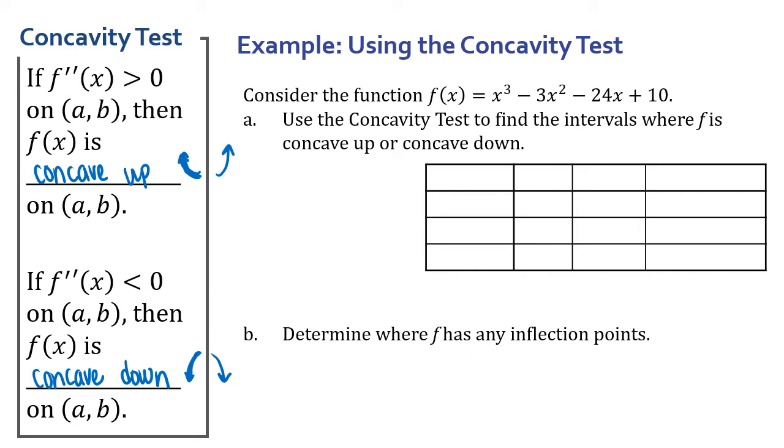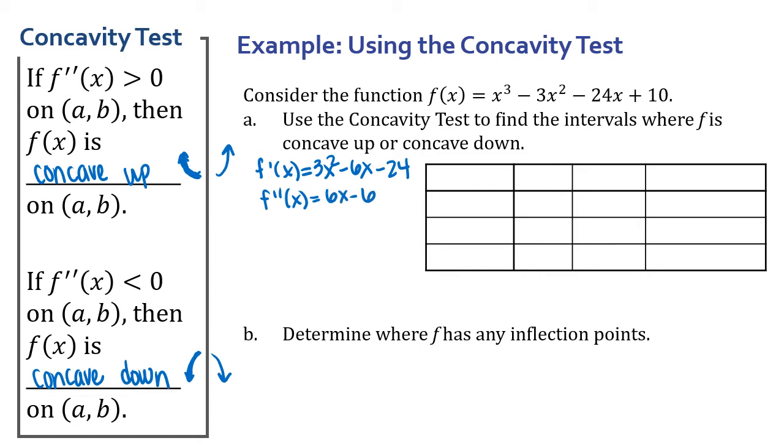So if I were to go back to that same function that we looked at in the last example, x cubed minus 3x squared minus 24x plus 10, we can use a concavity test to find where the intervals of f are concave up or concave down. So here's how we can do that. Again, we already found that first derivative. The first derivative was 3x squared minus 6x minus 24. If I go to find the second derivative of that, that's going to be 6x minus 6.